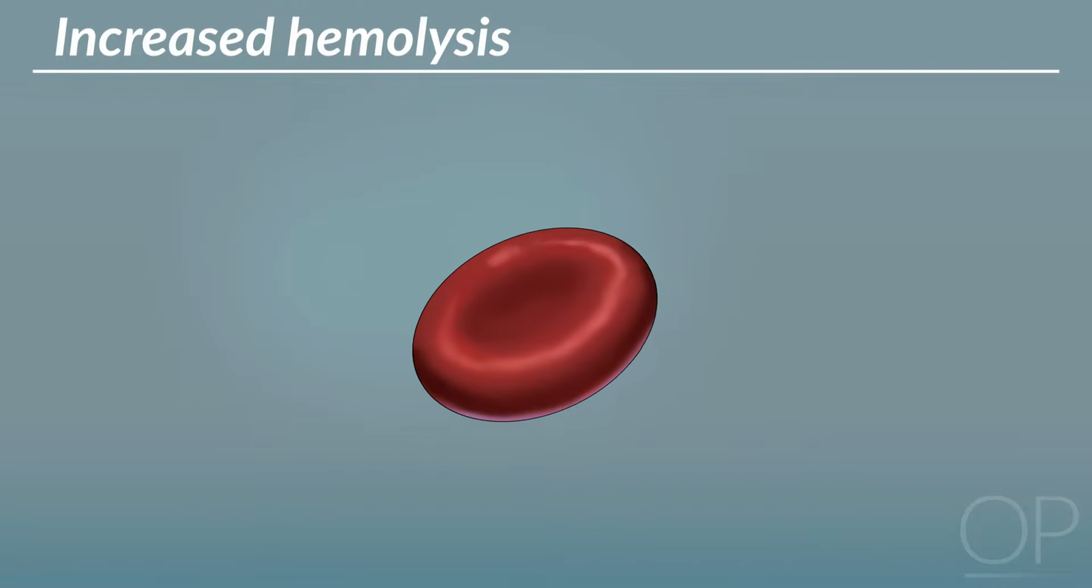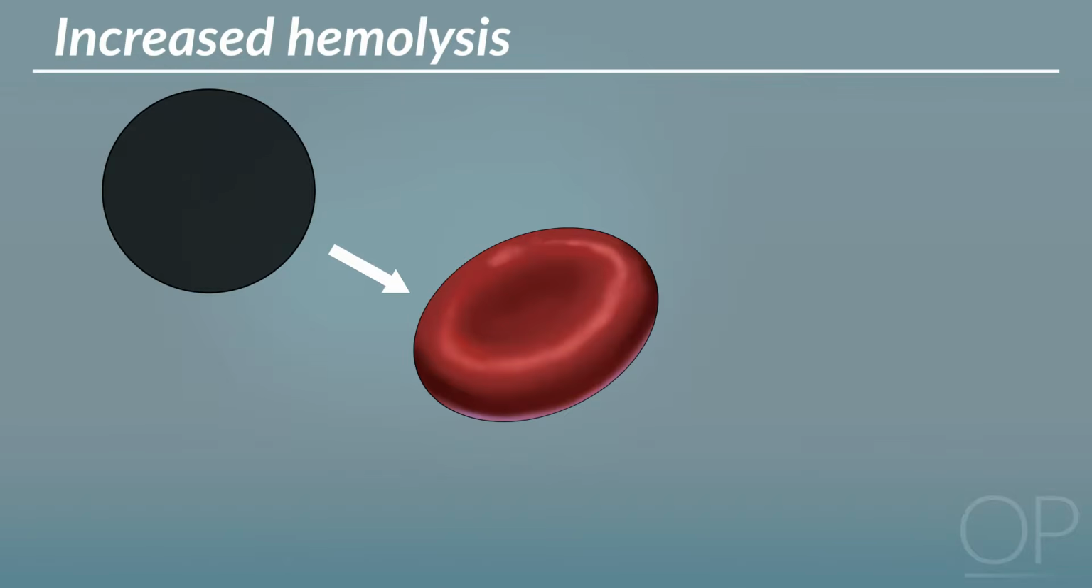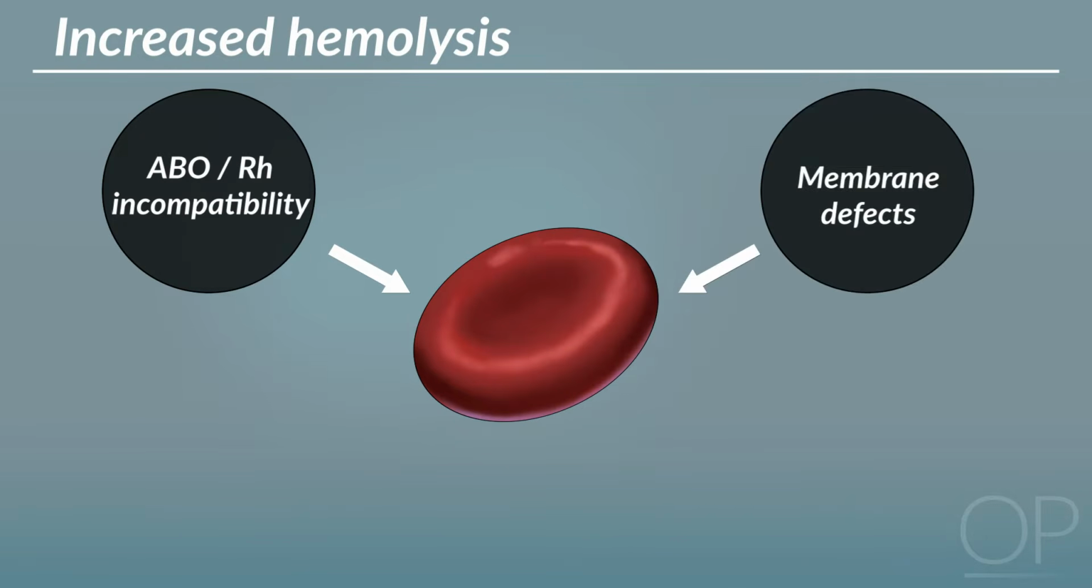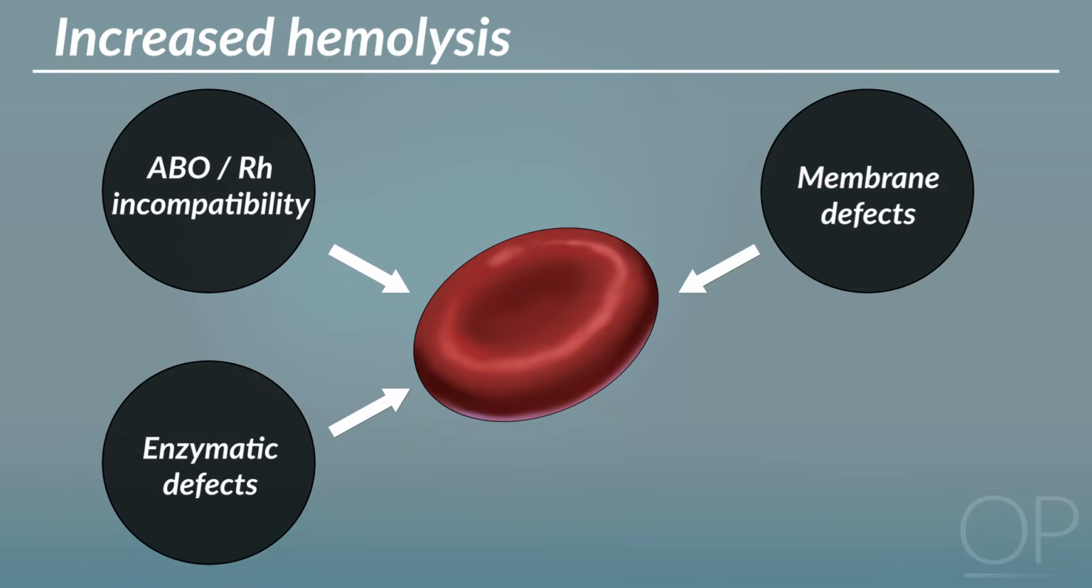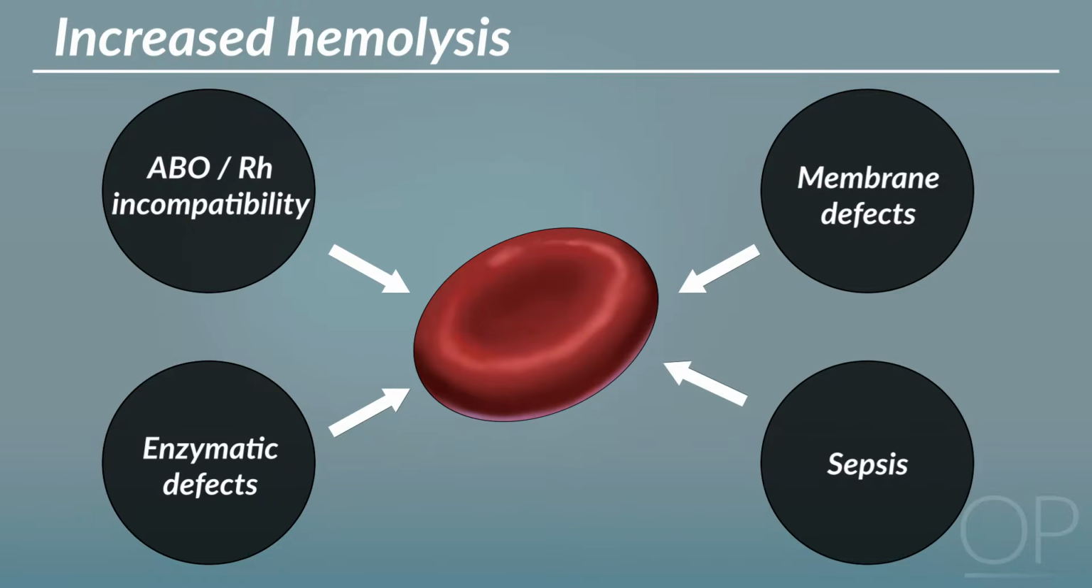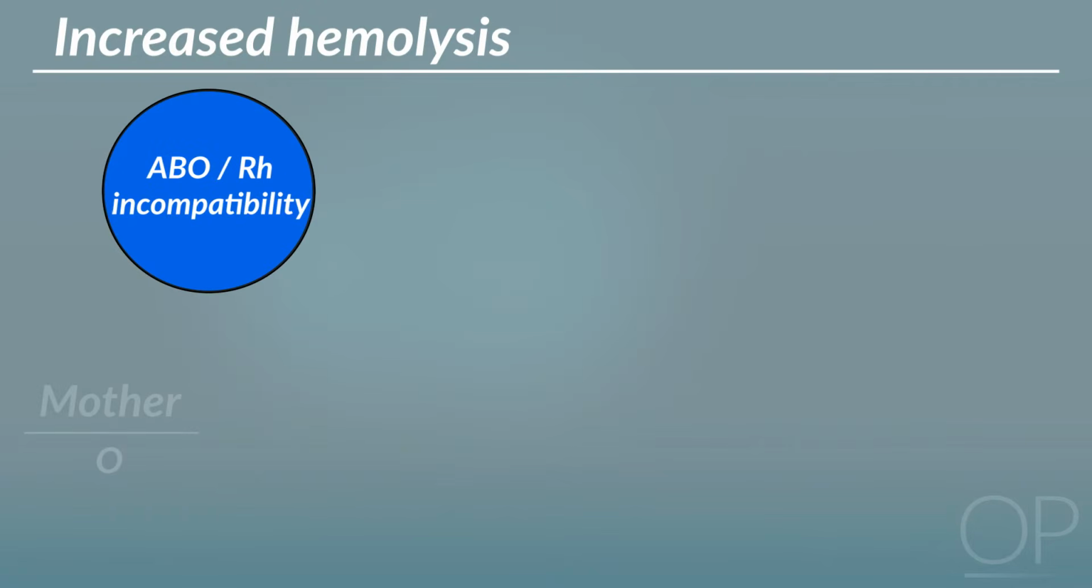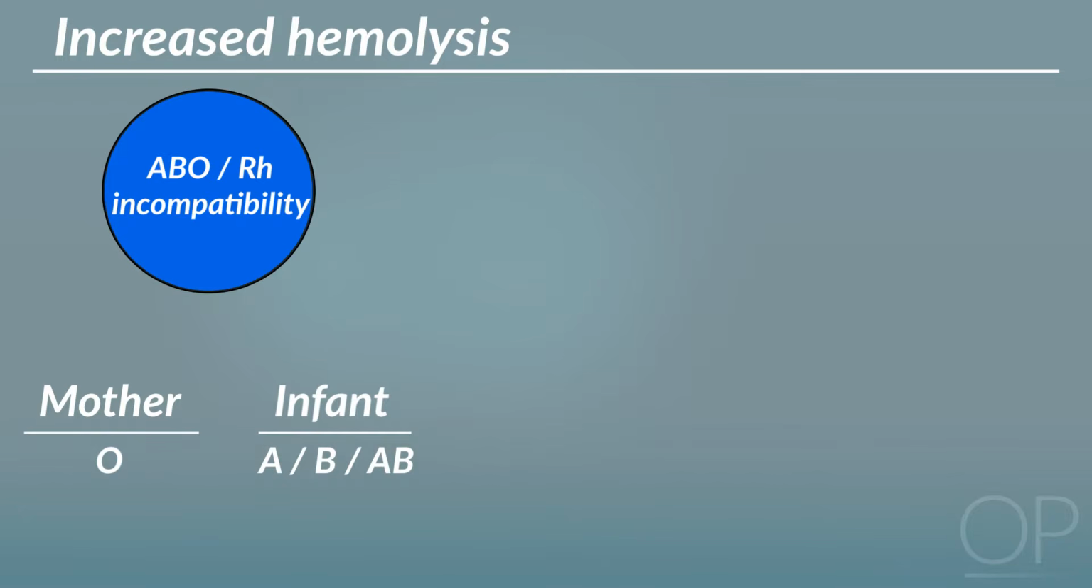Etiologies of increased hemolysis in a newborn include isoimmune-mediated hemolysis, which is to say ABO or Rh incompatibility, inherited red blood cell membrane defects, such as hereditary spherocytosis, erythrocyte enzymatic defects, such as G6PD deficiency, and sepsis. Of these etiologies, the one you will encounter most commonly is ABO incompatibility, which occurs when a mother is blood type O and an infant is blood type A, B, or AB.